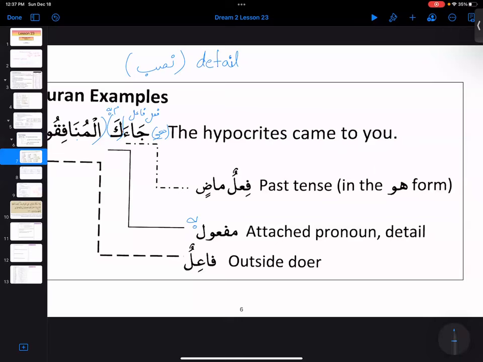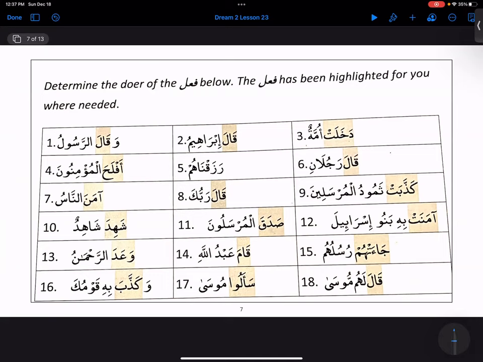Okay, next is basically a practice. We can see whether there is an outside doer or not. So in the very first one, it says, وَقَالَ الرَّسُولُ. Do you think that there is an outside doer? Yes. Where is it? Ar-Rasul. Okay. How is it qualifying? It is rafa version. It is after the fail. Yeah. And after our fail is huwa version.